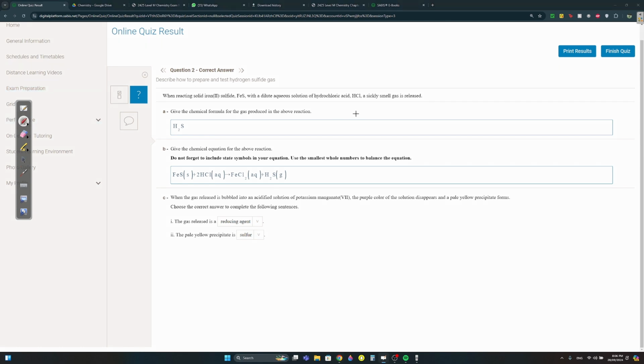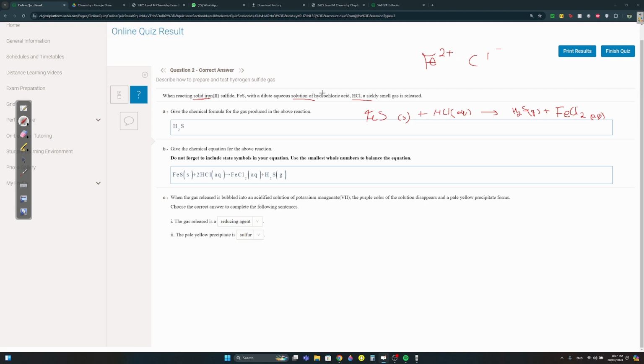Let me write this. We said FeS solid plus HCl, which they said is aqueous solution. We know from part A we get H2S, which is a gas. The rest would just be ions. We don't have hydrogen or sulfur left, so we're left with FeCl, right? Why is it Cl2 though? I think it's because the charge of Fe is 2 plus, and the charge of Cl is just minus. So you crisscross, you get FeCl2, which is aqueous because these were the ions.